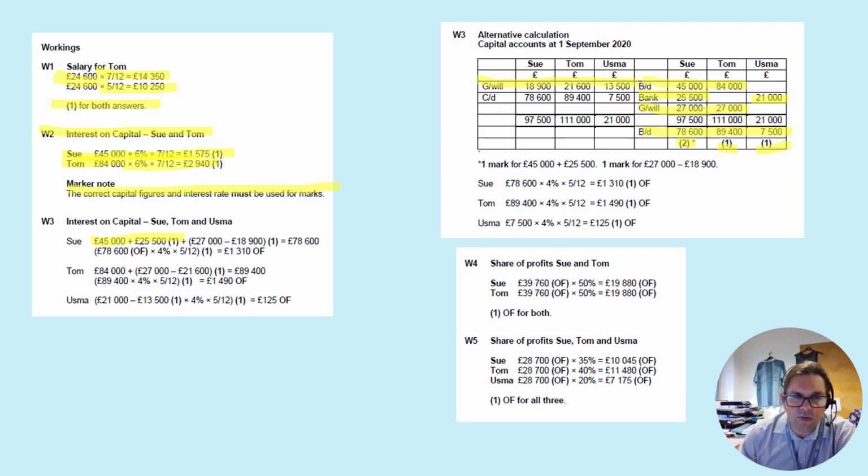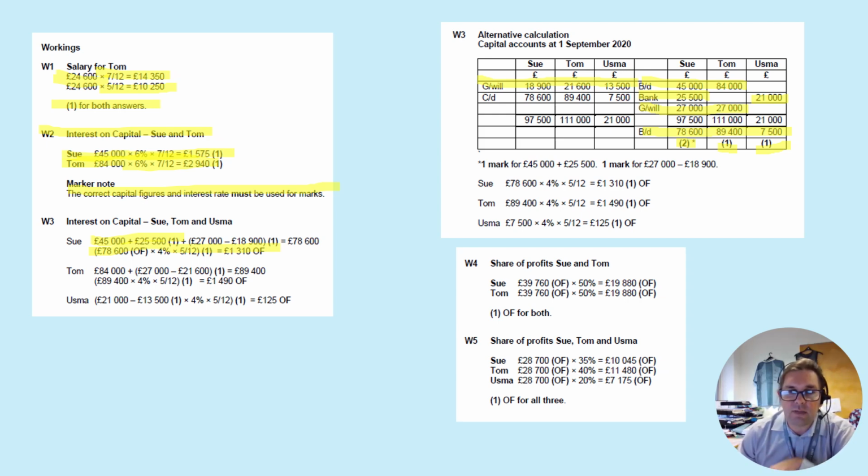So this is own figure. So if you did not have those 78.6, 89.4, etc. as your figures, you could still get a mark for interest on capital, but you'd have to show your workings. Too many students do not. So you need to show how you get to the 5/12ths. So you need to do 4% times 5/12ths. That's the figure. You have to have workings.